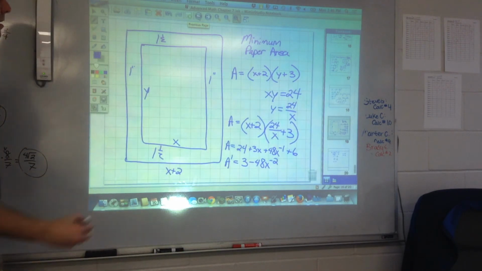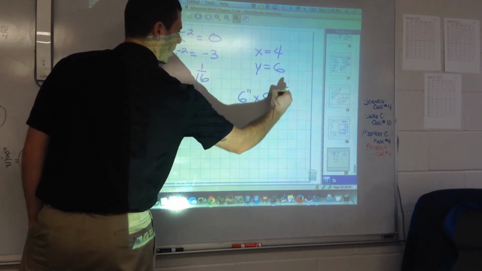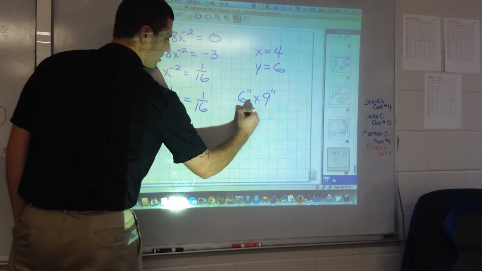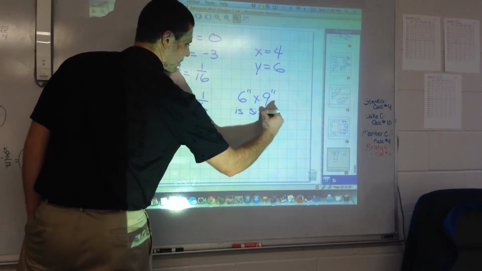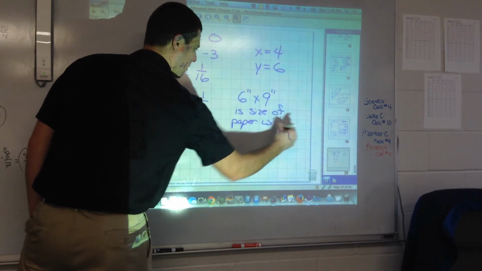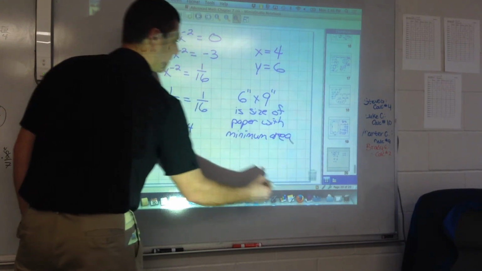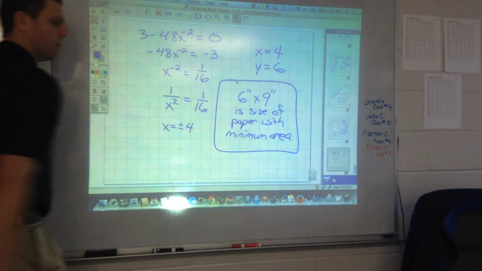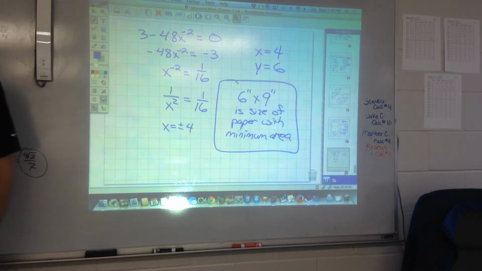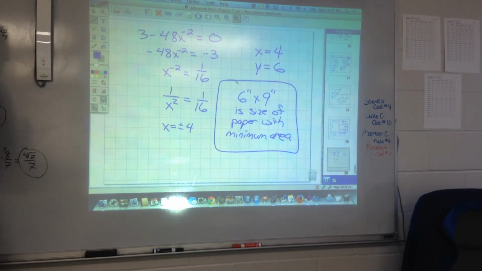Wait, I thought 6 by 9? We did it different in the book. Oh, okay, that's why. The size of paper with minimum area still meets the requirements of having 24 square inches of printable area on that sheet of paper, maintaining the margins that it required.